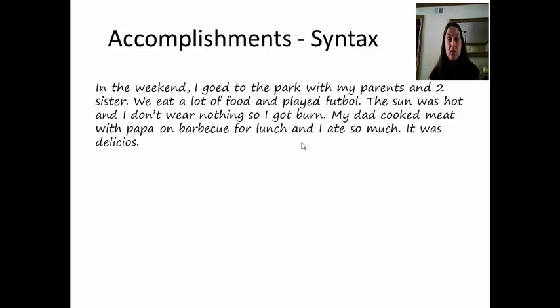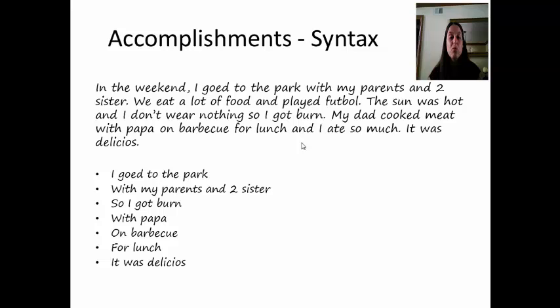So again, here's our written language sample. When we look at it for syntax, I see the following things that are accomplishments that are done correctly. I goed to the park. So the first one, notice how goed is wrong, right? We've talked about that in morphology. Now, even though that is an error in morphology, in syntax, remember that our eye is looking at something different. We're looking at phrases. We're looking at the placement of words in a particular order.